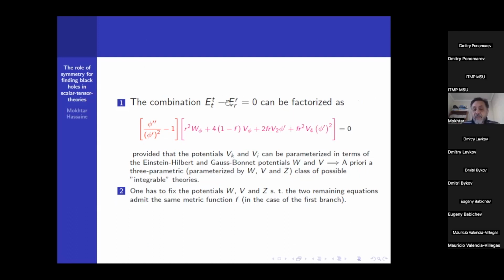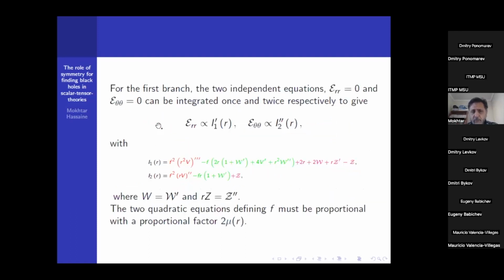And so the next step is to fix the potential, this free potential. So here, when we consider this linear combination of these equations, we have solved one of the equations. So the challenge is to fix this potential such that the two remaining independent Einstein equations admit the same metric function. Okay, so we decided we take this first branch for phi and we inject it.